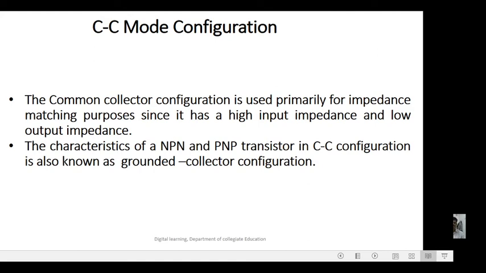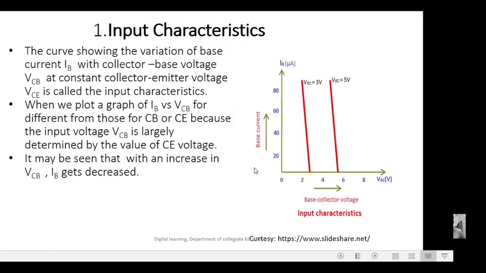CC mode configuration. The common collector configuration is used primarily for impedance matching purposes, since it has a high input impedance and low output impedance. The characteristics of an NPN and PNP transistor in CC configuration, also known as grounded collector configuration.